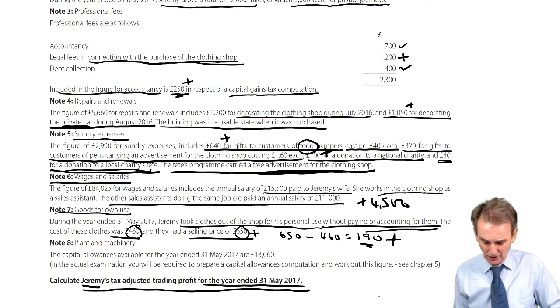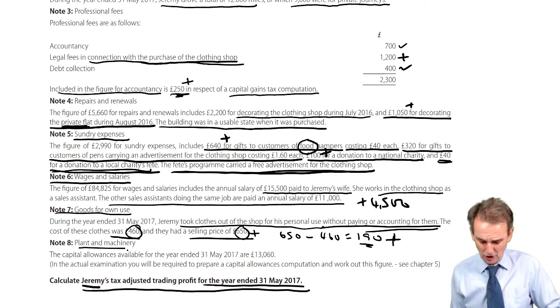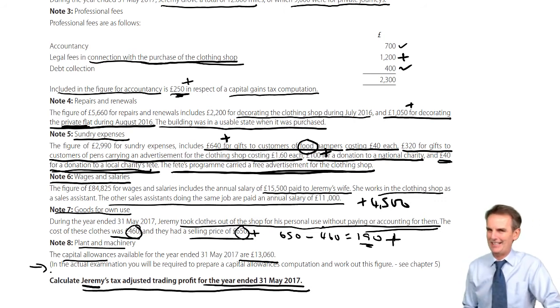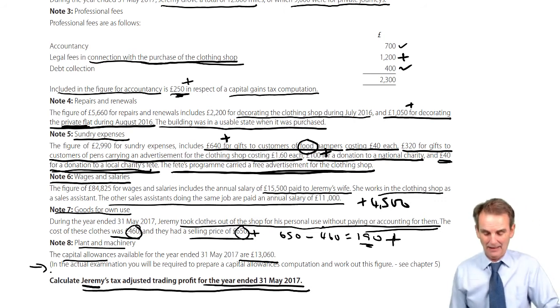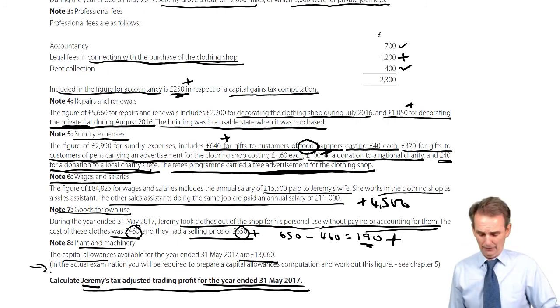Finally, no work for us to do here, because on plant and machinery, what replaces the disallowed depreciation charge? Capital allowances. And we're told there that for the period, they're 13,060. As the note then says, in the exam, they're not likely to give that to you. That's a figure, in a written question anyway, that you're going to have to work out for yourself. But that awaits us, as we say there, in Chapter 5.